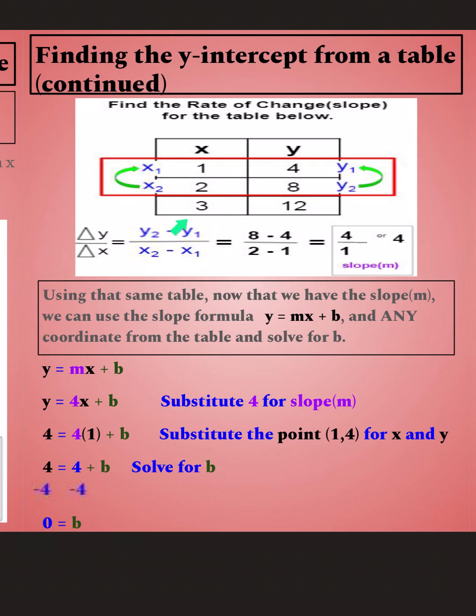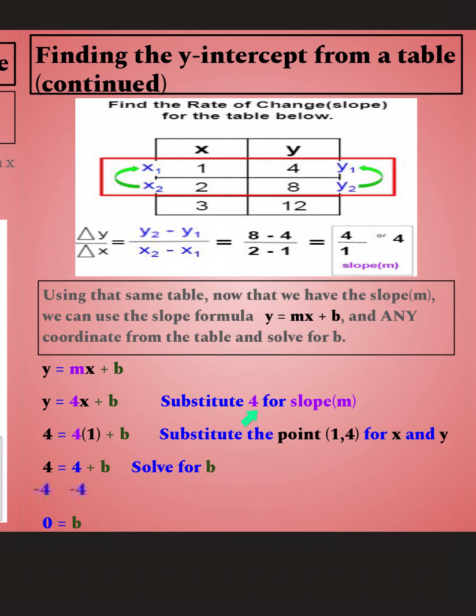So this is the table of information with the reminder the slope was 4. We're going to use that table of information and substitute into the formula y equals mx plus b. We're going to take any coordinate from the table and solve for b. So that's what I have going on over here. So y equals mx plus b. I tried to color code so you can see what each piece is.